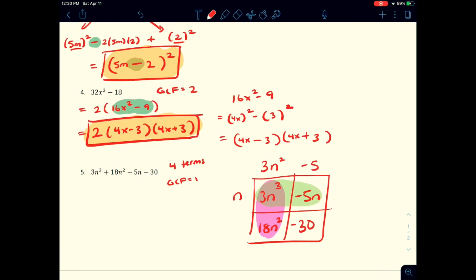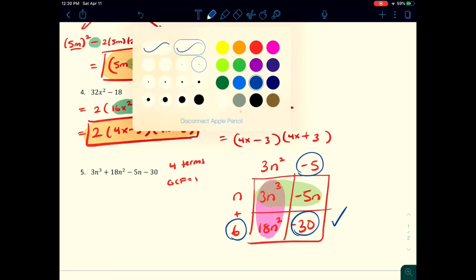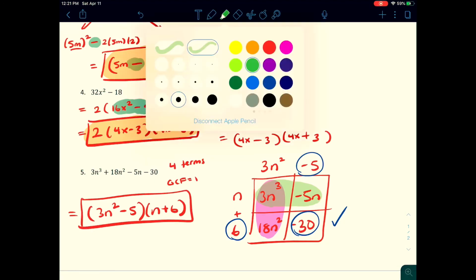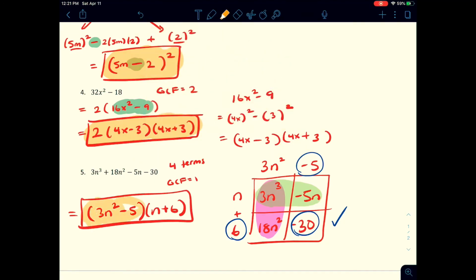This would be a -5. This would be a +6. And then one last little check here. 6 times -5 is -30, which works out nicely. And so now when I write down my final answer, I can write this as 3n squared minus 5, times n plus 6. At this point, you look at your answer, you notice that there's nothing else we can do, and this is our final answer then.